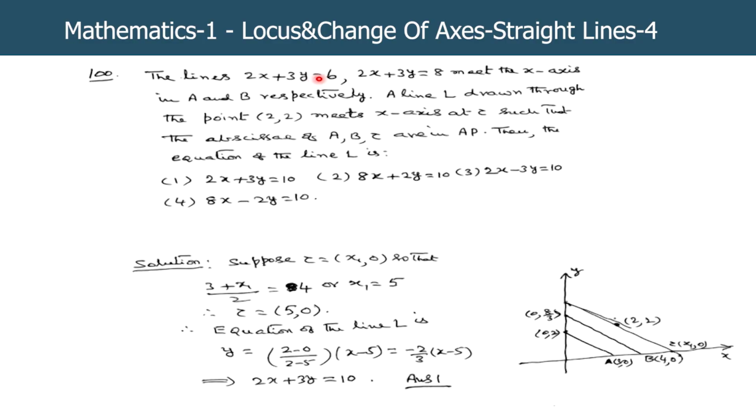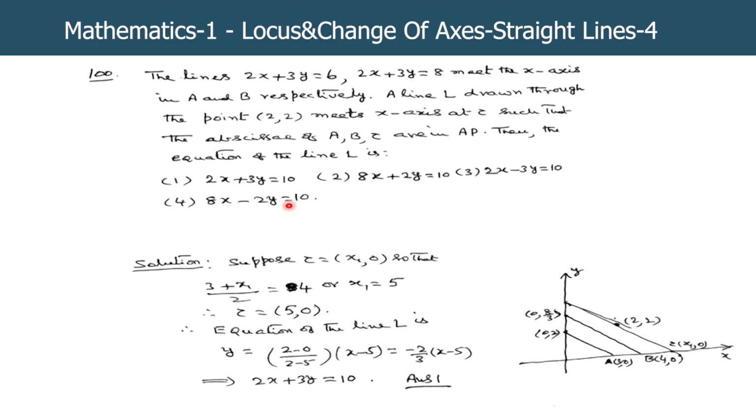The lines 2x plus 3y is equal to 6 and 2x plus 3y is equal to 8 meet the x-axis in A and B respectively. A line L drawn through the point 2 comma 2 meets the x-axis at C such that the abscissae of A, B, C are in AP. Then the equation of the line L is: 2x plus 3y is equal to 10, 8x plus 2y is equal to 10, 2x minus 3y is equal to 10, 8x minus 2y is equal to 10.